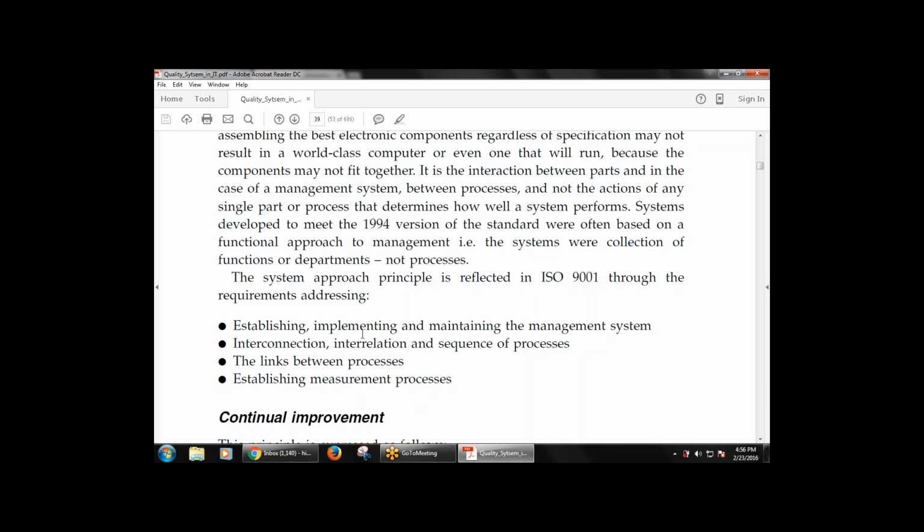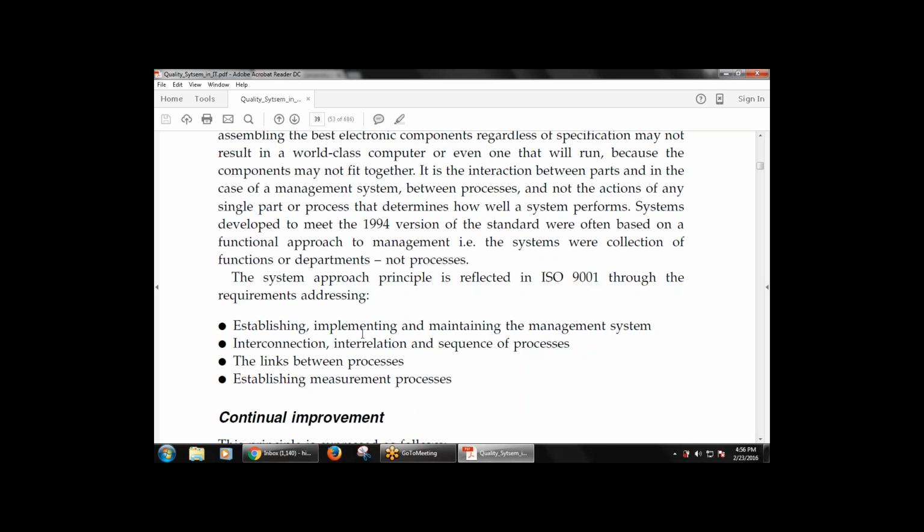Then interconnection, interrelation, and sequence of processes. That means what are the various interconnections among the processes, what are the relationships among the processes, what is the sequence of the processes. So interconnection, interrelation, and sequence of processes is also a requirement addressing. Then the links between the processes, that is, what are the various links that are available between the processes. Then establishing the measurement processes, which is also one of the main approaches used in the ISO 9001 standard.